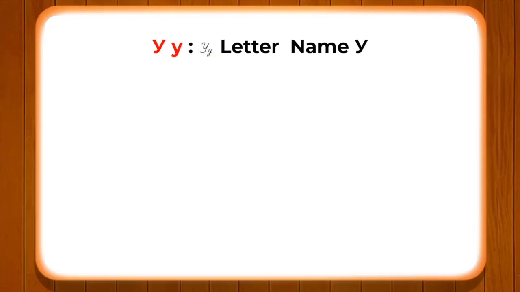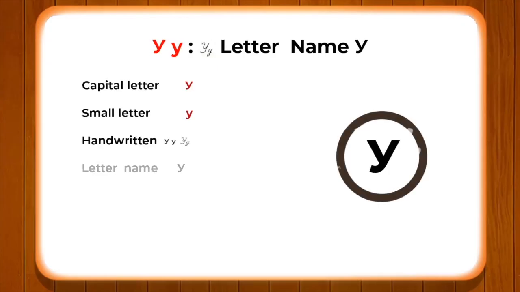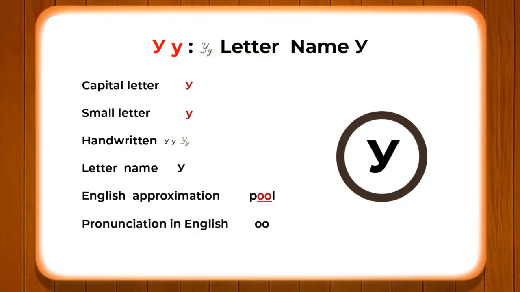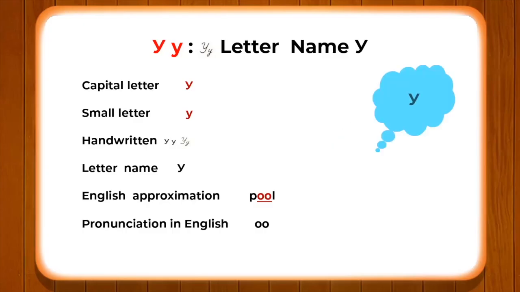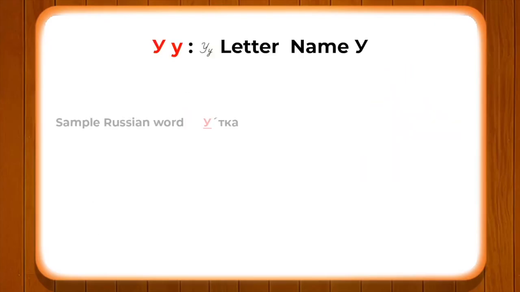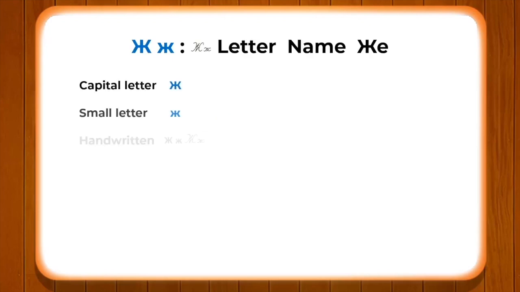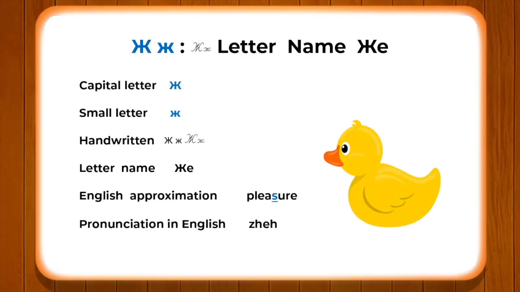Alright, now let's go ahead and look at this letter. The letter says oo. With the help of an English word for approximation, let's pronounce the sound oo as in pool. And with the help of a sample Russian word, you can pronounce oo as in utka, which means duck.